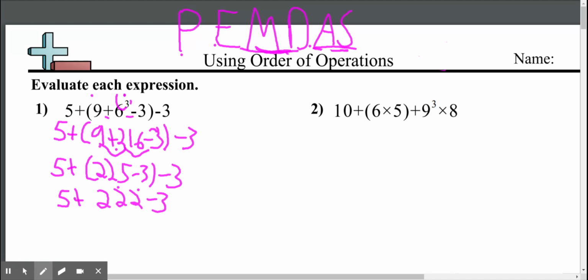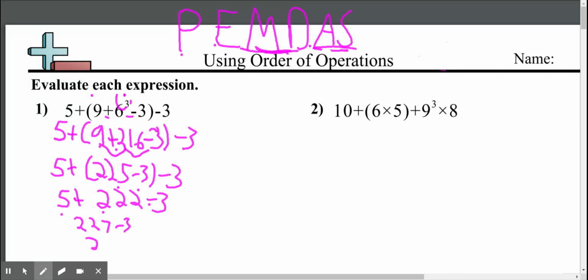And once again, I have an addition, I have a subtraction, but knowing that I have to go no matter what from left to right. It doesn't matter if this was subtraction, that was addition. You have to go from left to right. So 5 plus 222 will give me 227 minus that by 3.